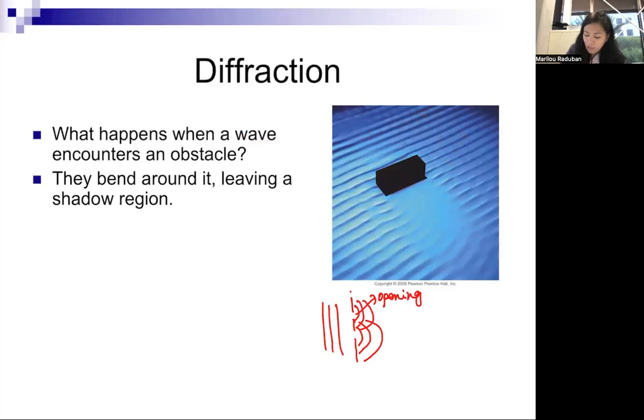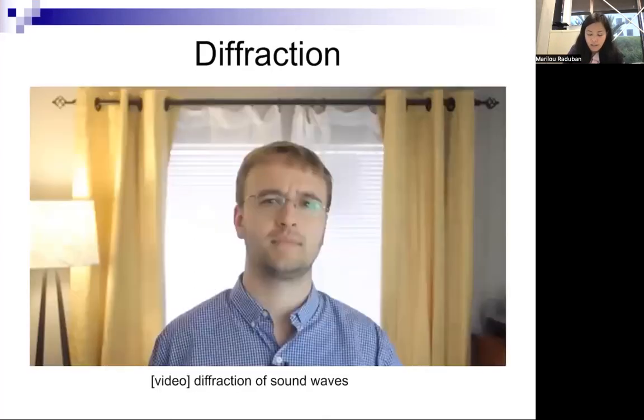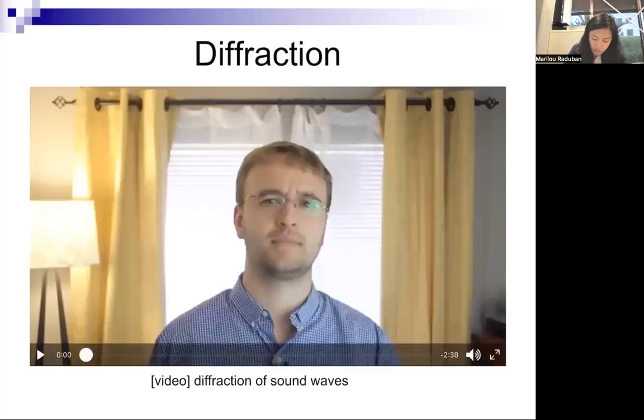When the wave encounters an obstacle, you have a shadow region behind the obstacle. When the wave encounters an opening, you have waves outside the opening, but the waves are bent around the opening. So that phenomenon of bending of the wave is called diffraction. Okay? And this is the last video we'll watch. It probably illustrates diffraction.